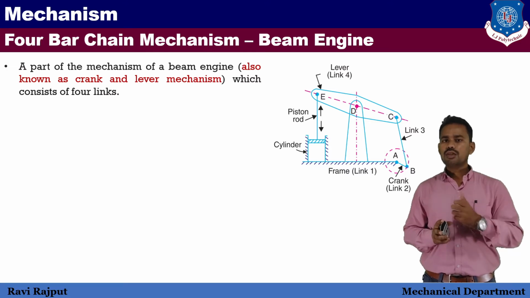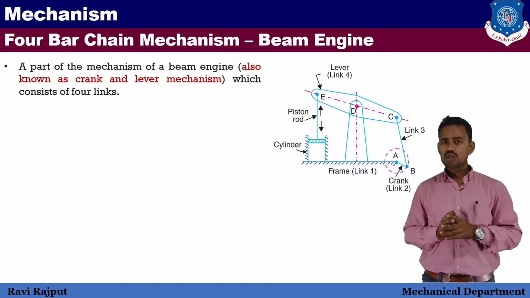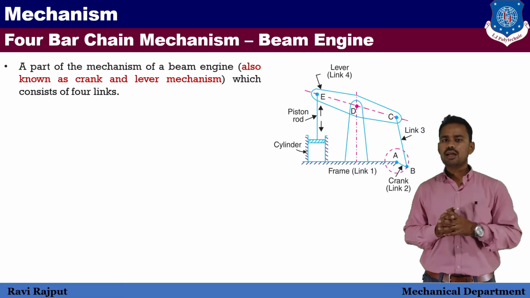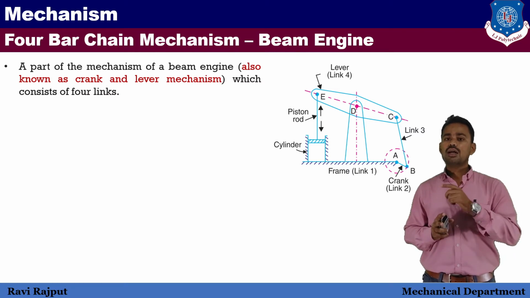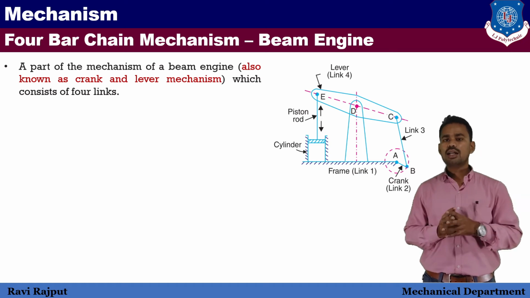Then the frame is further connected to the cylinder. The cylinder is also a fixed link and is a part of the frame. Why? Because it doesn't have any relative motion with respect to the frame. So that's why it can also be considered as a fixed link. The frame is extended to the crank by making a turning pair between them. The crank is rotating, hence there will be a turning pair.